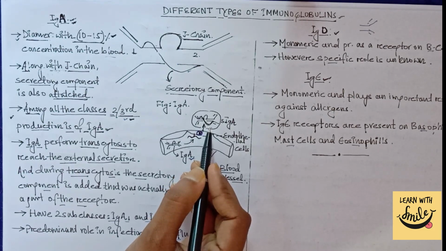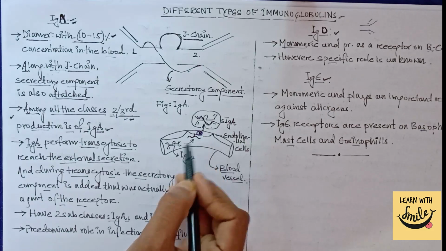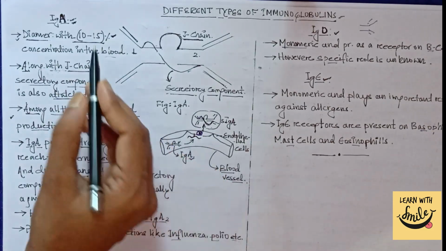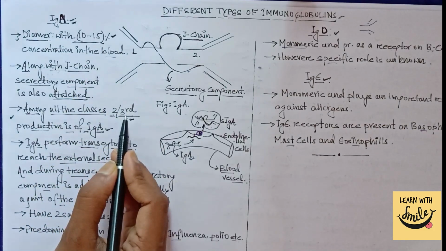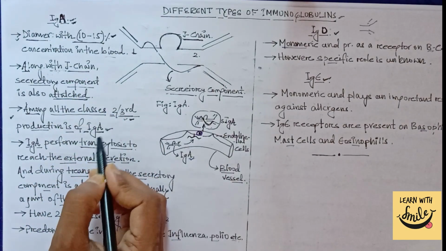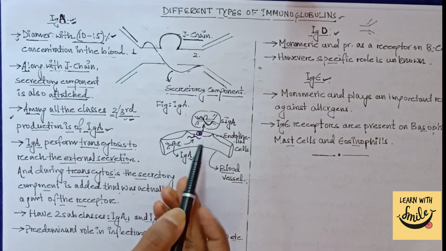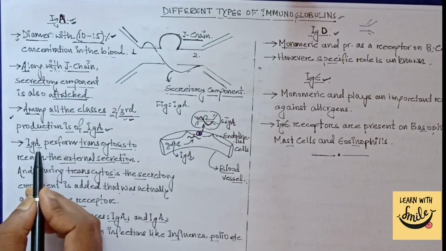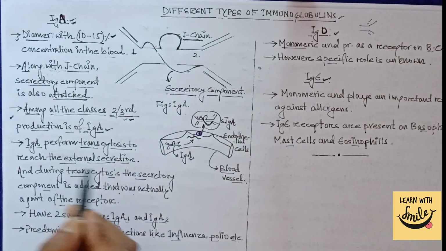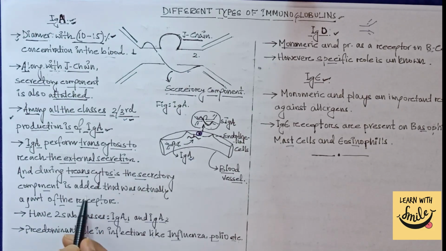so that it can defend against incoming pathogens, right? So this is transcytosis, and this is why the concentration of immunoglobulin A in blood drops down to only 10 to 15%, whereas 2/3 of the production is of immunoglobulin A, because immunoglobulin A needs to move to the external secretion from the blood and therefore its concentration drops. So immunoglobulin A performs transcytosis to reach the external secretion, and during the transcytosis the secretory component is added that was actually a part of the receptor.